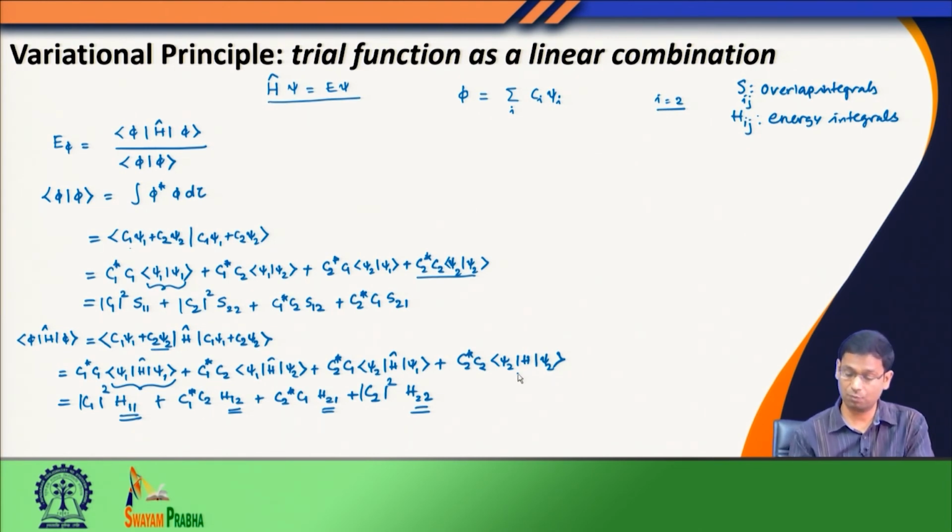Because I know what they are. They are simply the matrix elements of the Hamiltonian operator, where the basis functions are psi 1 or psi 2. Since I know psi 1 and psi 2 and the functional form of the Hamiltonian, I can compute these energy integrals either analytically or, if that is not possible, numerically through a computer program. I can do that, and I will get some value.